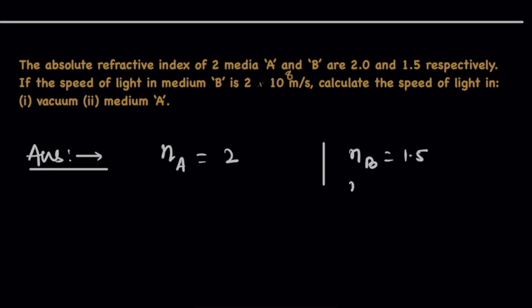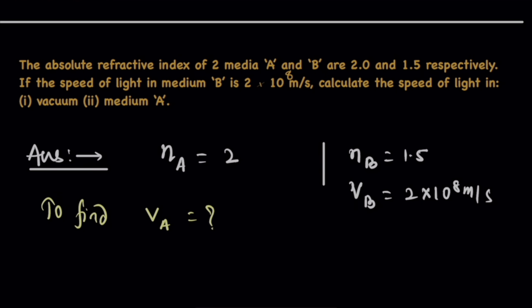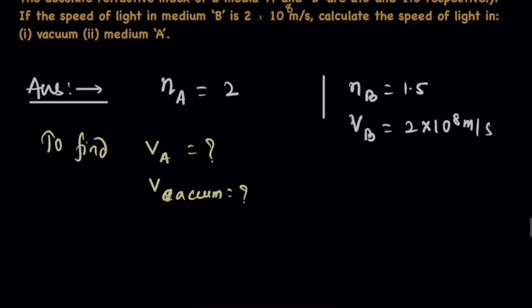Speed of light for medium B is 2 into 10 to the power 8 meter per second. And we need to find the speed of light for medium A and the speed of light in vacuum. So we can use the formula which says that N12 is equal to V2 by V1, or in reverse we can also say N21 is equal to V1 by V2.